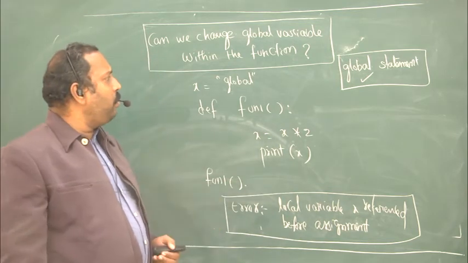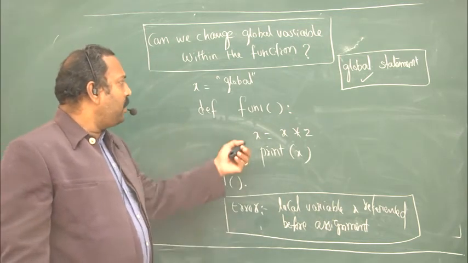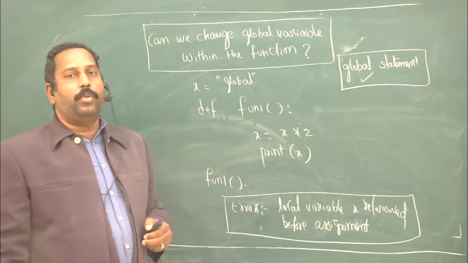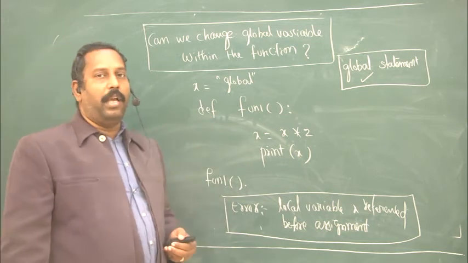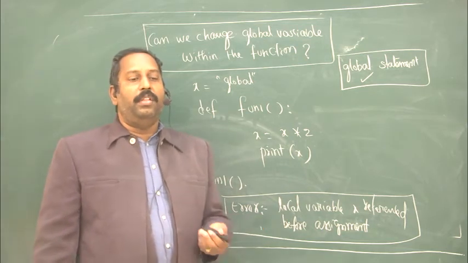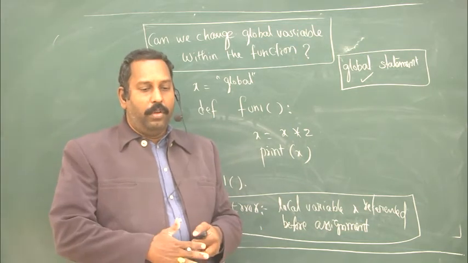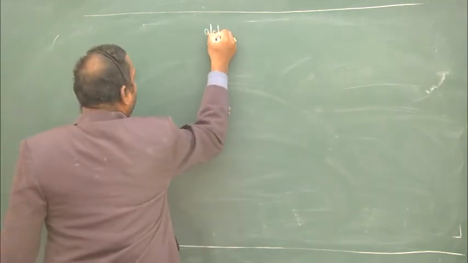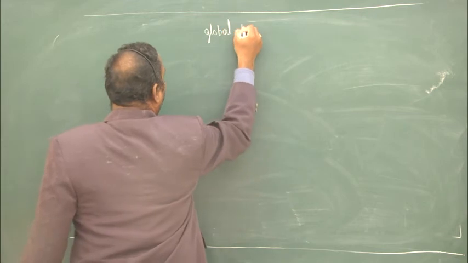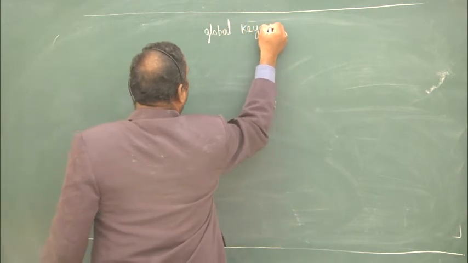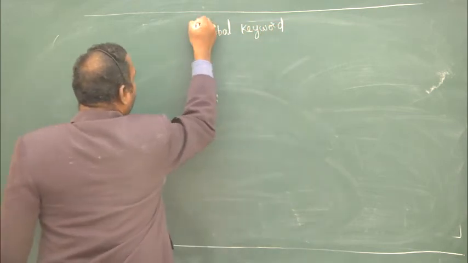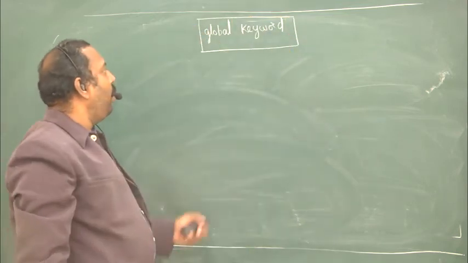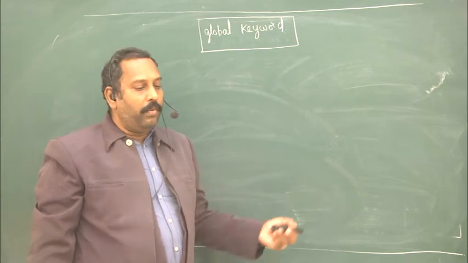What is the use of this global statement? Simple. x is a local variable here. I will make it a global variable so that you can change the global variable within the function. So you will see one example of how to do that. The global keyword can be used to make a local variable a global variable.